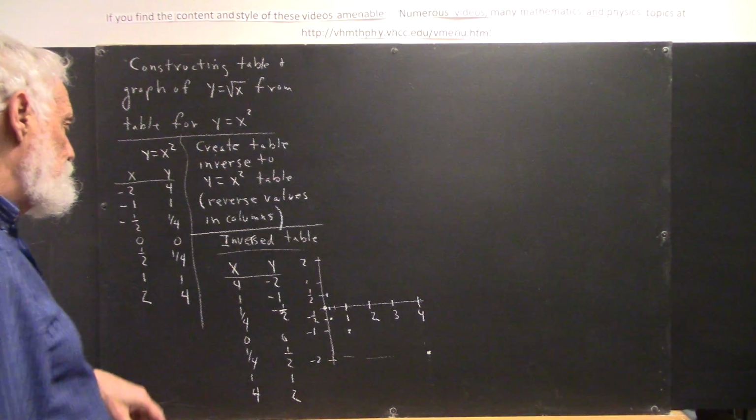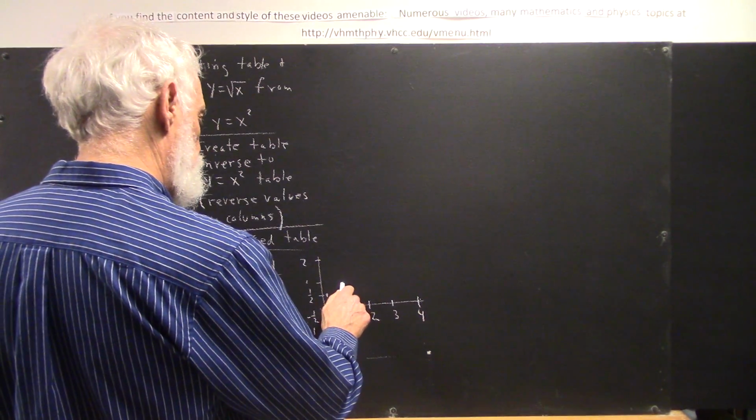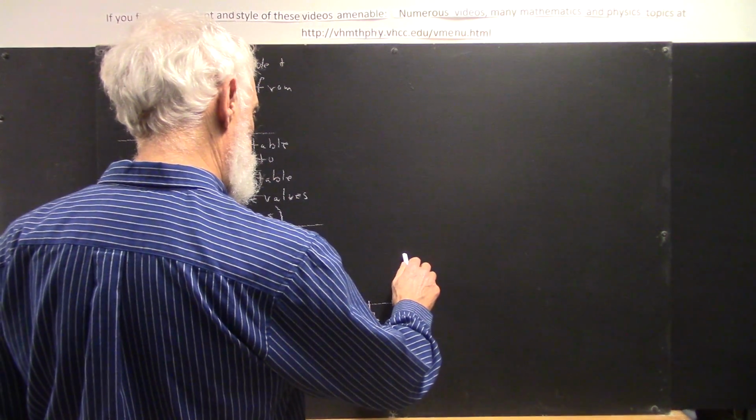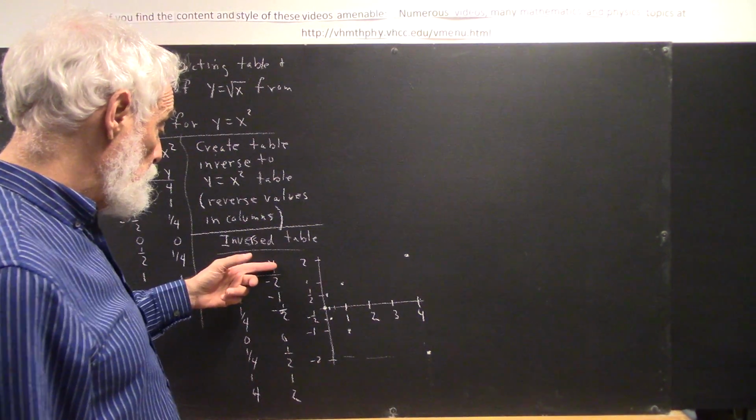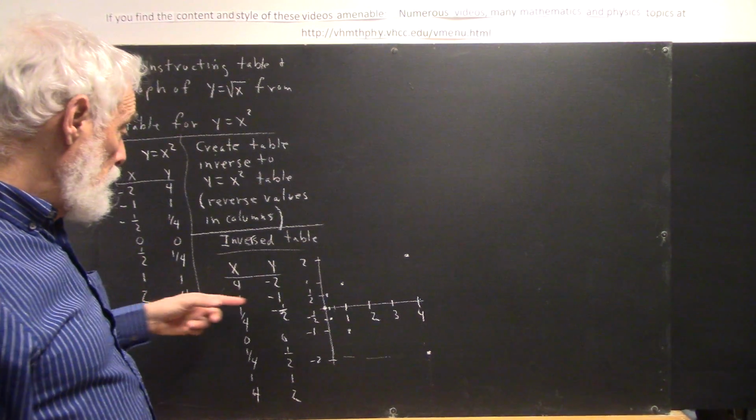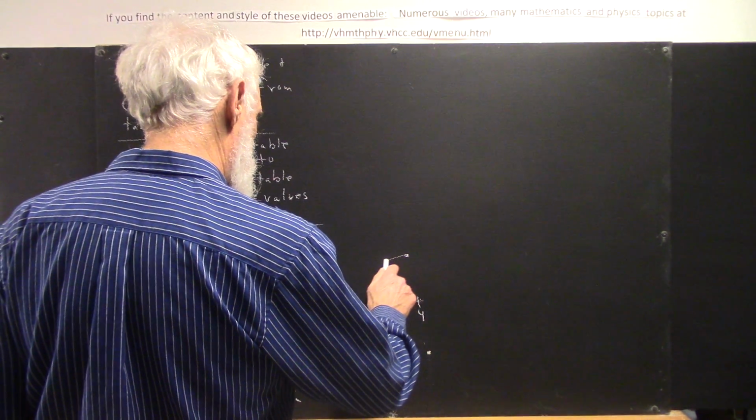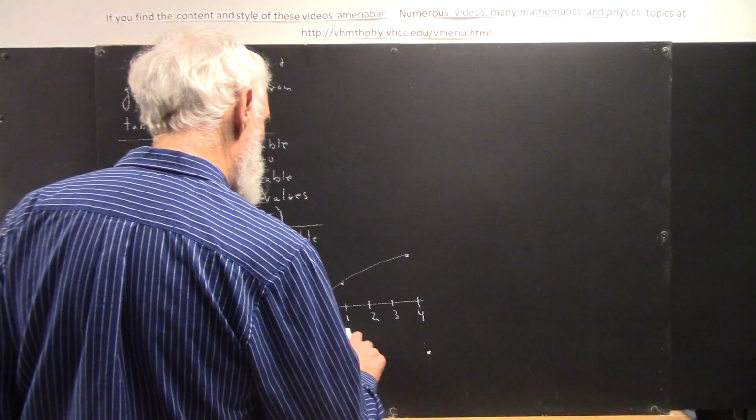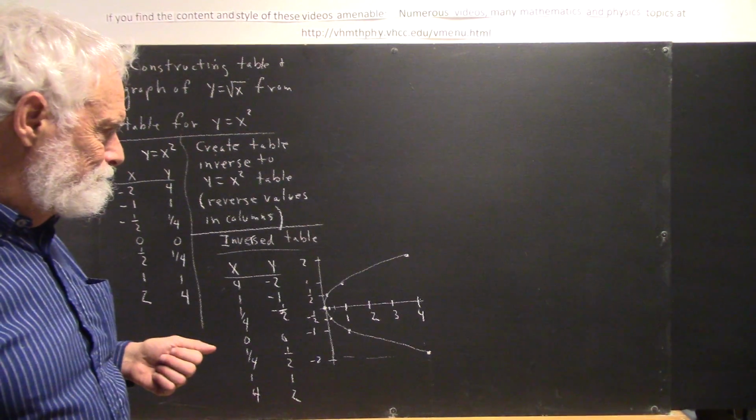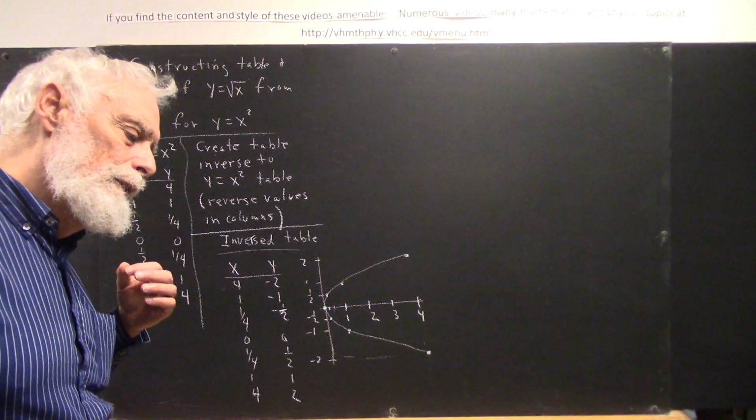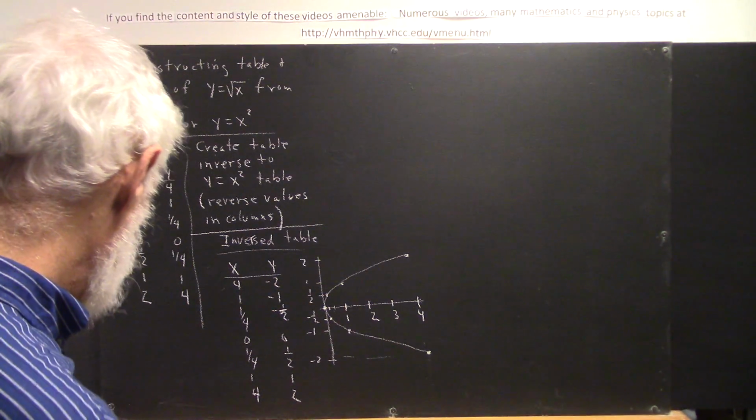Let's finish sketching our graph. When x is 1, y is 1. When x is 4, y is 2. And of course, we've got two answers to the question, what is y when x is 4? We have -2 and we have 2. Still, let's go ahead and sketch a curve. Okay, so this is the set of points inverse to the points of the y equals x squared graph.